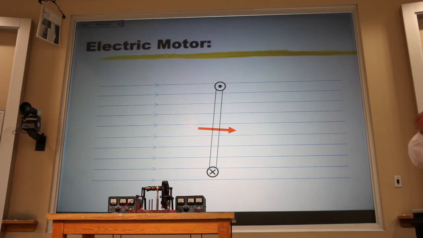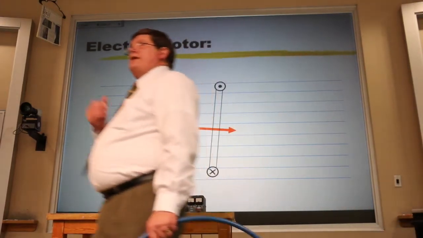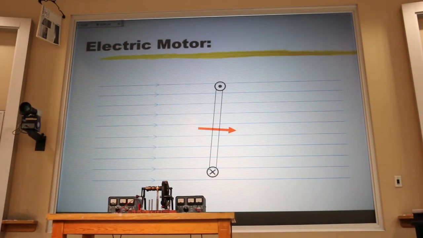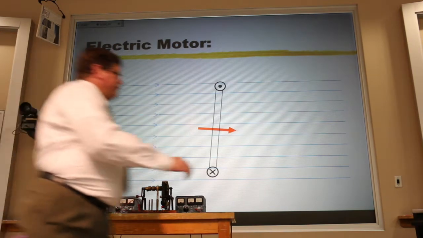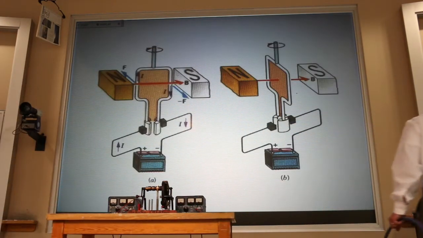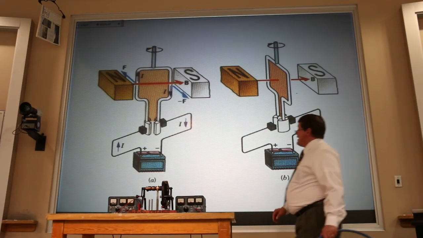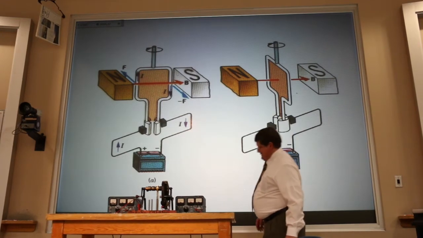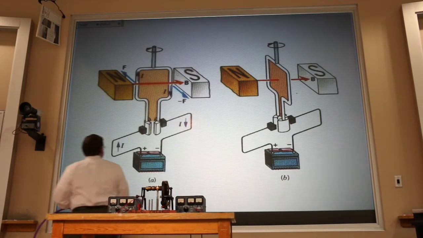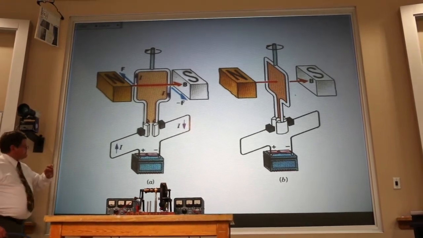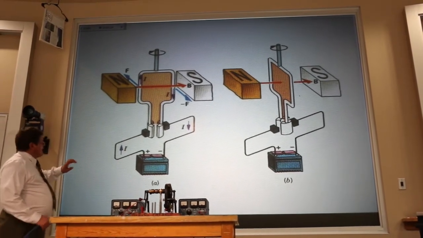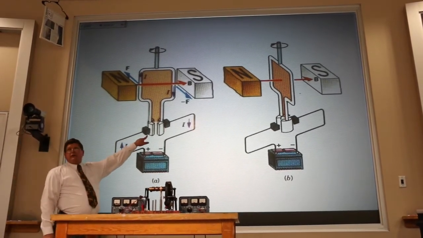Now, the only complicated part of an electric motor is how to magically switch that current direction. And we do that with commutators. Lousy commutator. That's what we had in the Cold War, commutator. Okay. This is the commutator here.